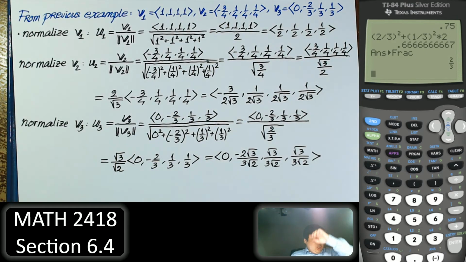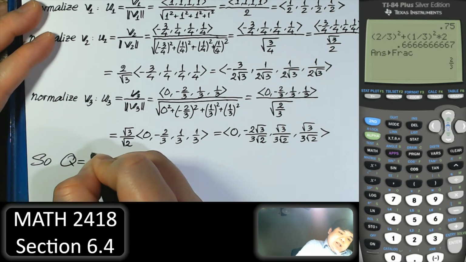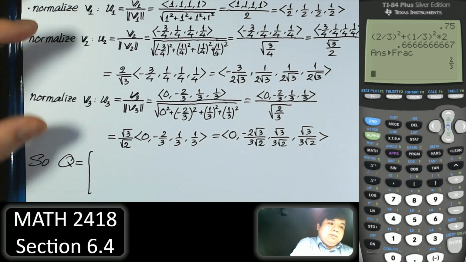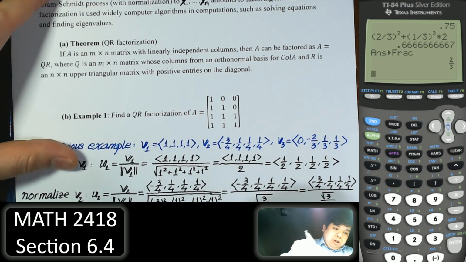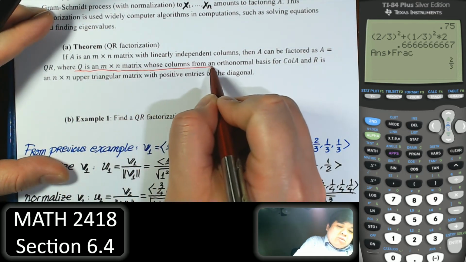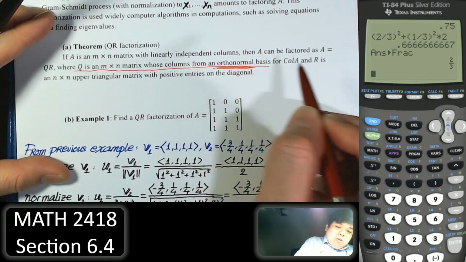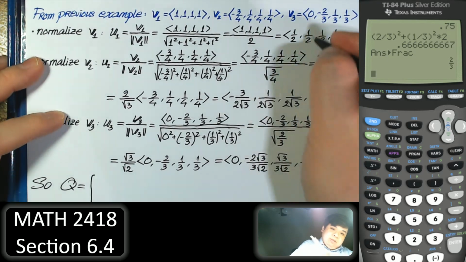Right, so we normalized the vectors. Now we're going to stack them into the columns, and we'll have the matrix Q, and then we can get the matrix R from it. So Q is just going to be the columns, the matrix whose columns are the orthonormal basis. So we just have this in columns.